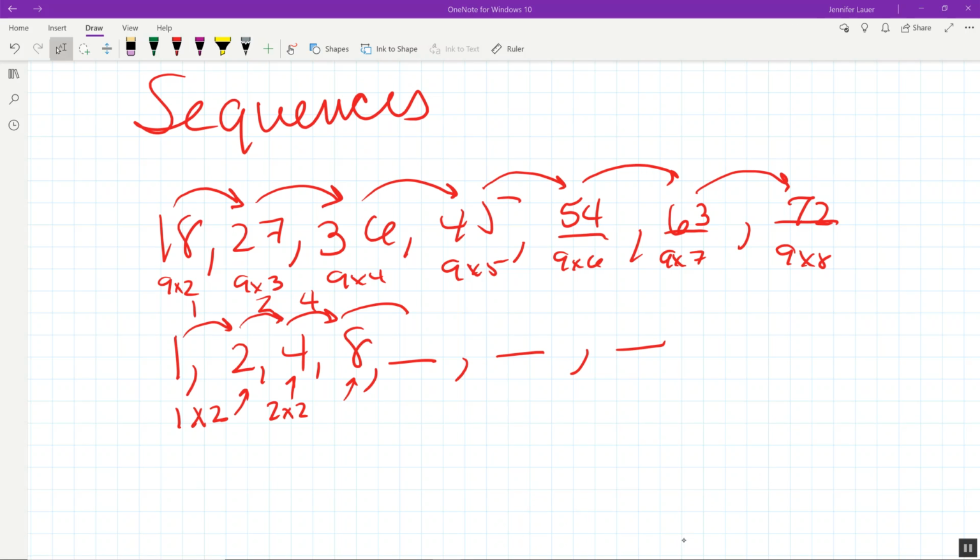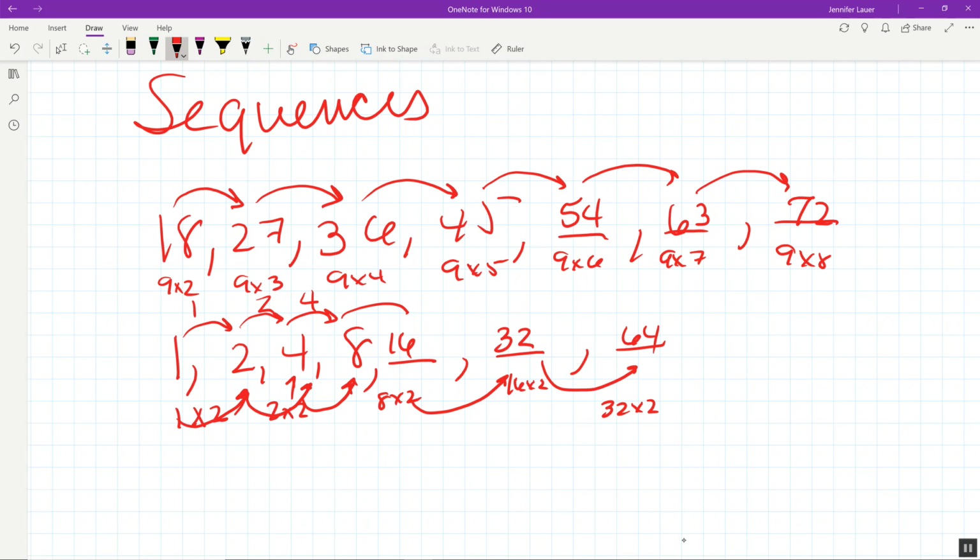Yeah, it looks like it's timesing by 2. So 1 times 2 gets us here. 2 times 2 gets us here. 4 times 2 gets us here. 8 times 2 would get us here. 16 times 2 would get us here. And then 32 times 2 would get us here. So it looks like we just keep doubling the number. So timesing it by 2, doubling the number. So sometimes you have to sit back and look at them. They can be a little bit weird.